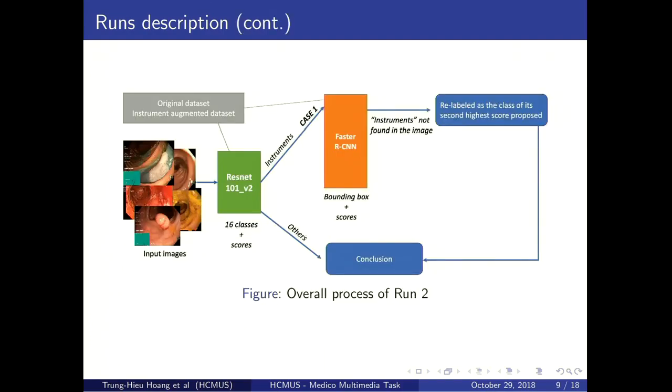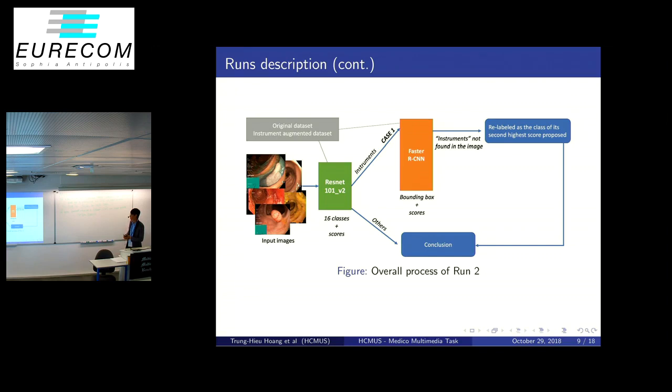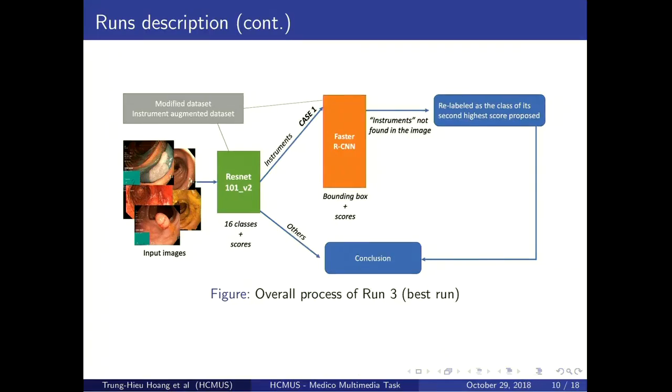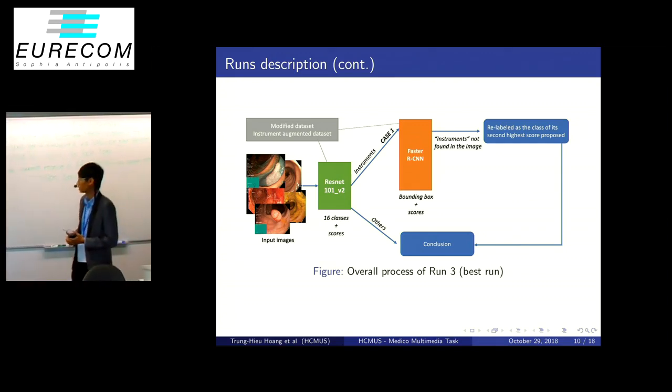And here's our second run. Because the faster RCNN took a lot of time processing the image, we limited the number of images going through it by ignoring the second case compared to the first run. So we just ignore the second case, and it actually boosts the system a lot. We accelerate a lot in the result. We can see it. And for the third run, this is our best run. We perform training our models on the modified dataset, and everything is just the same as the second run.